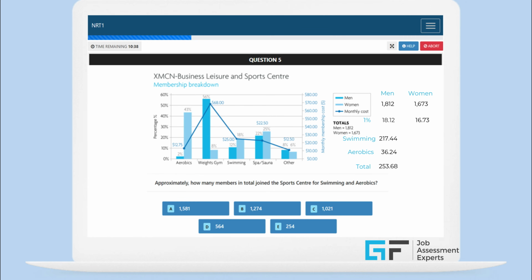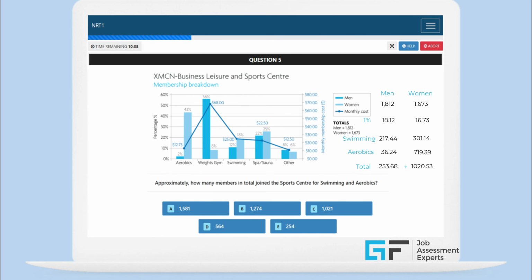If we then look at the number of women that have joined, we can see from our calculations previously that 1% of women equals 16.73. 18% of women joined for swimming, so we calculate 18 times 16.73, which equals 301.14. For aerobics, 43% of women joined, so we can calculate 43 times 16.73, which equals 719.39. Therefore, the total number of women that joined for these two activities equals 1,020.53.